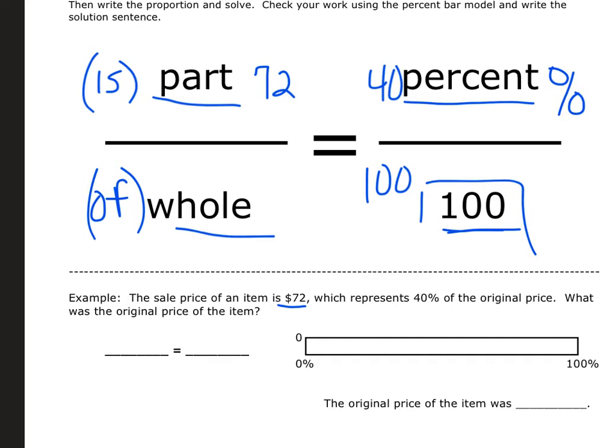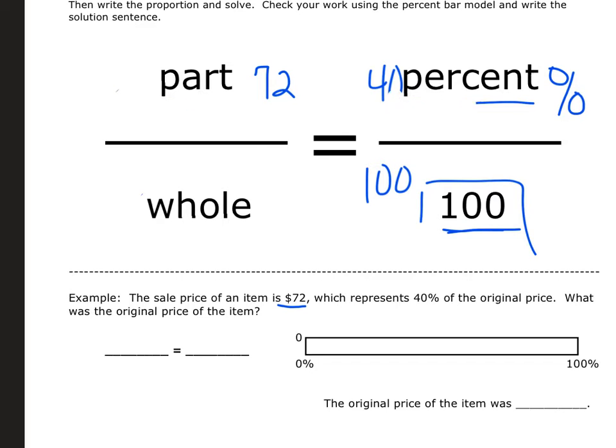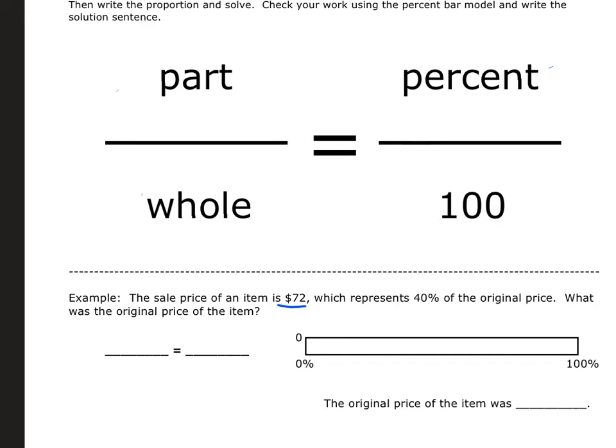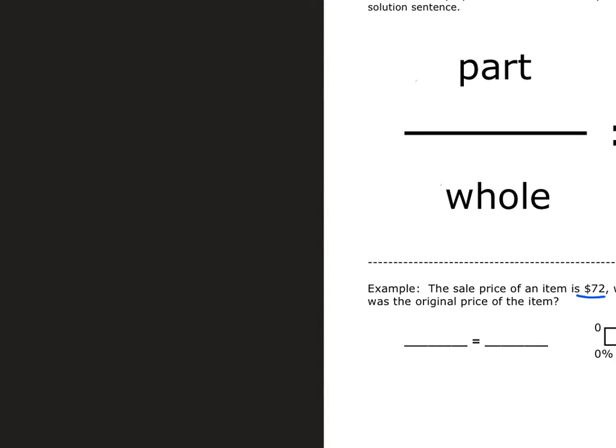So let me get some room here to work. And we'll solve it both ways, okay? That way, however you like to solve it, you will have some options. So we said it was 72. We don't know what our whole is. Our percent was 40 over 100.